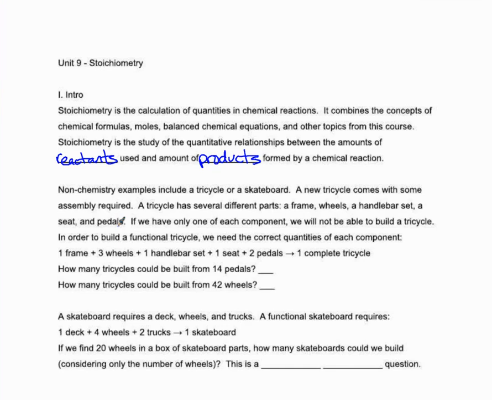If you only have one of each of these components, you're not going to build a tricycle. If you want to build a tricycle and you want to make one that functions, you have to have the correct quantities of each component. And here I have basically a balanced equation representing what we need to make this tricycle. One frame plus 3 wheels plus 1 handlebar set plus 1 seat plus 2 pedals yields 1 complete tricycle.